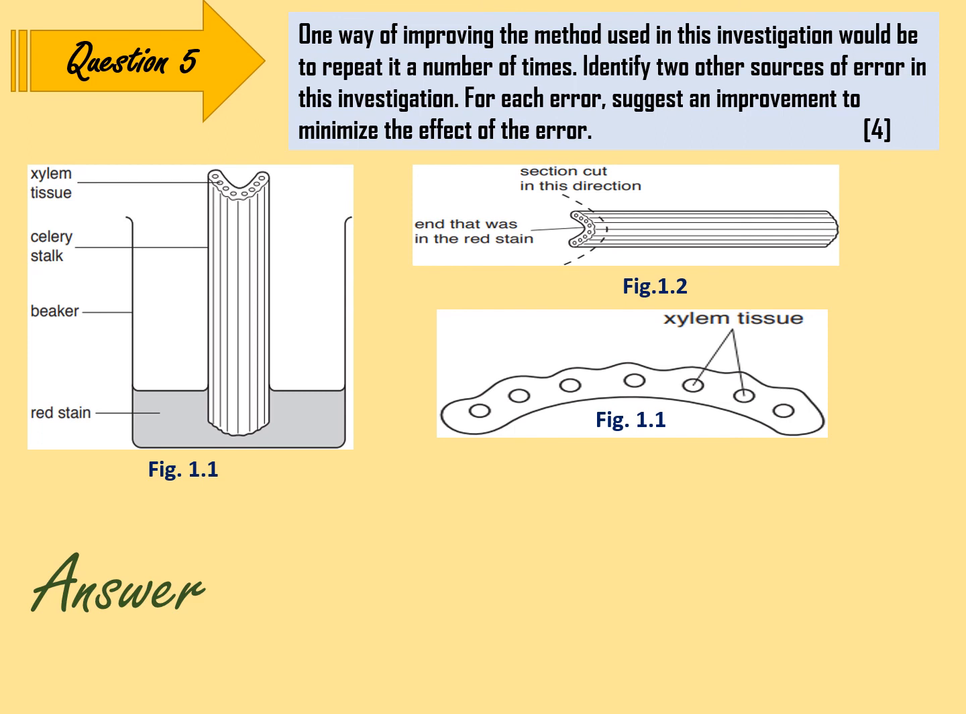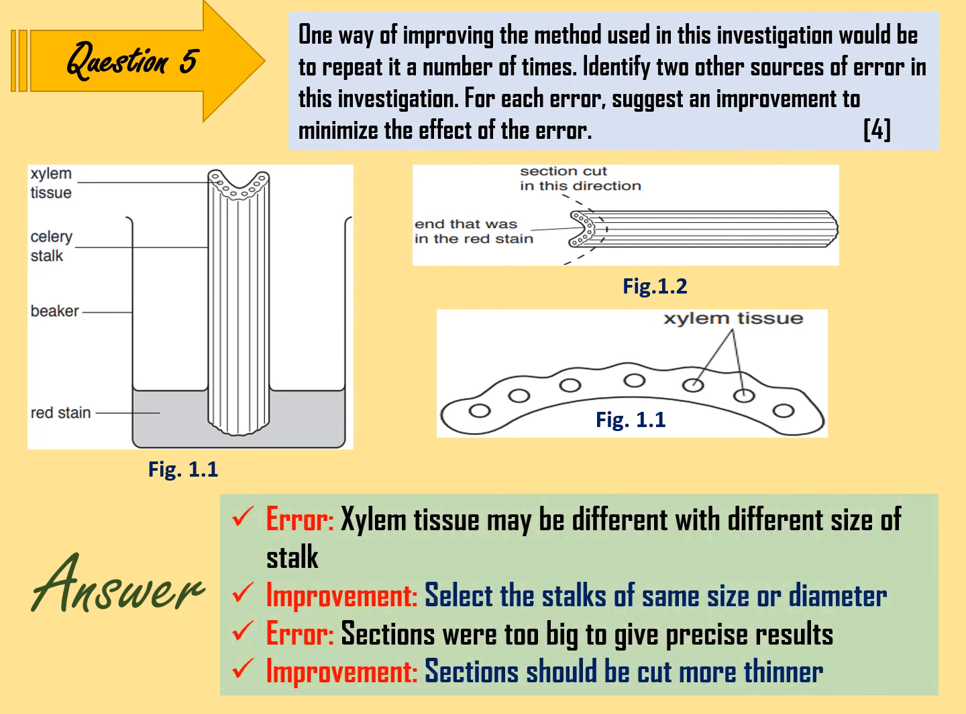For example, number 1 is that the xylem tissue may be different with a different size of stalks. If one stalk has a large size or width, or a larger mass, it may have more vascular bundles as compared to the thinner one. So this is the error. As alternative words you can allow: the xylem tissues may be different with a different size of the stalk. The possible improvement is to select stalks of the same size or same diameter.